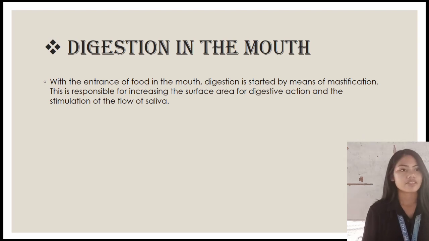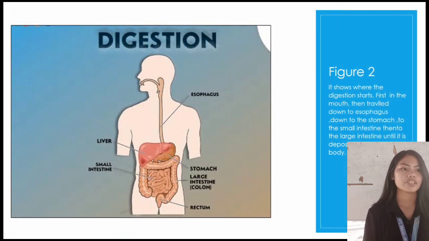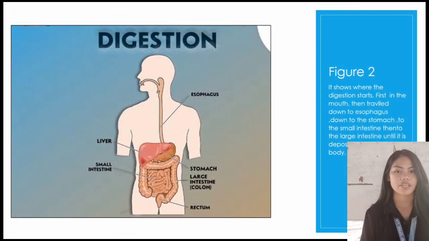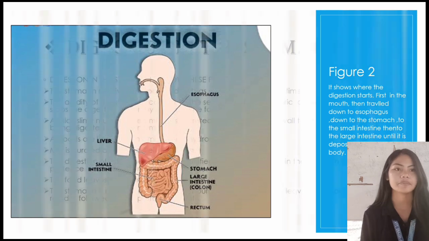Digestion starts in the mouth. So, digestion in the mouth is started by means of mastication. This is responsible for increasing the surface area for digestive action and for stimulation of the flow of saliva.